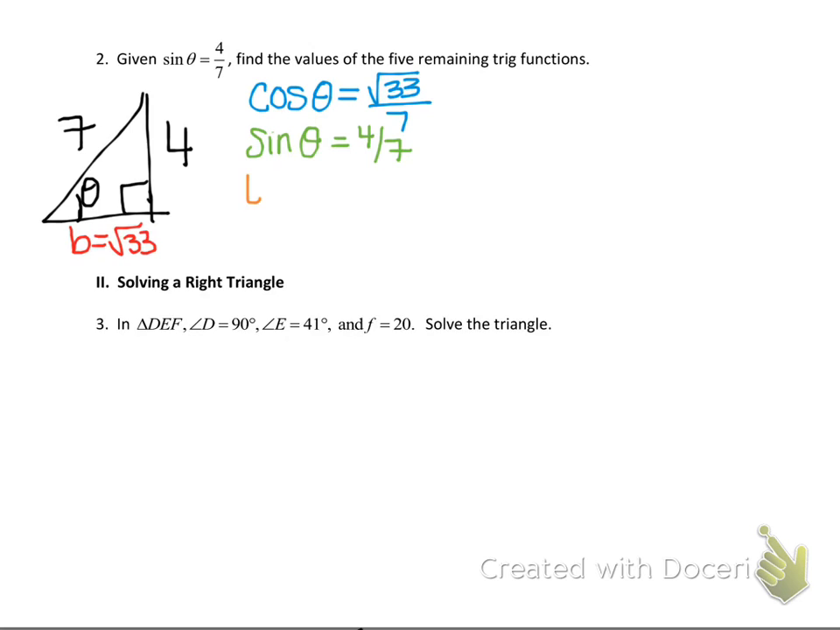And then tangent of theta is now opposite over adjacent, which is 4 over root 33. So if we multiplied it by root 33 over root 33, we get 4 times root 33 over 33.